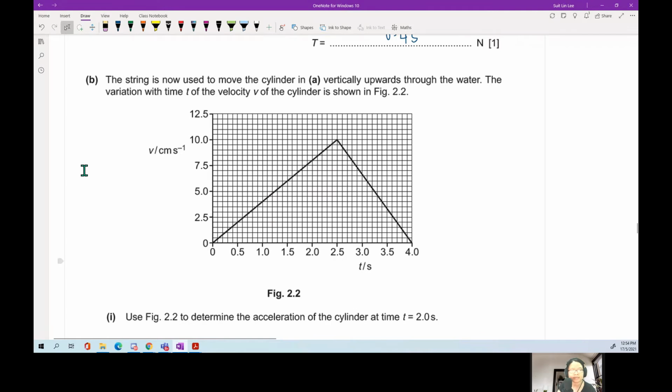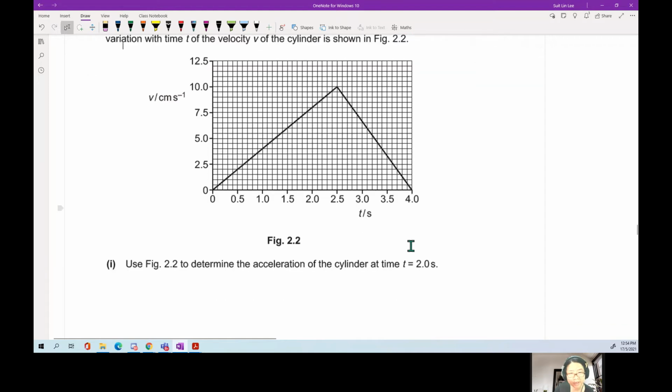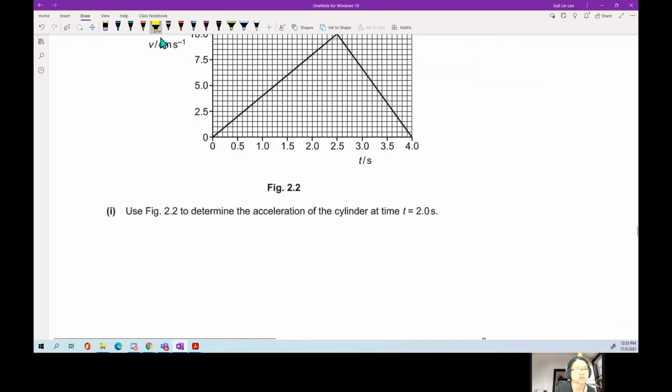Okay, whoa, things get exciting now. The string is now used to move the cylinder in A vertically upwards through the water. So I'm going to pull the cylinder upwards. The variation with time t of the velocity in the cylinder is shown. So, well, the cylinder is going to move faster and faster, and then slow down and stop again. Okay. Determine the acceleration of the cylinder.